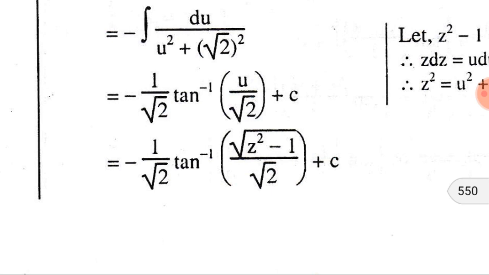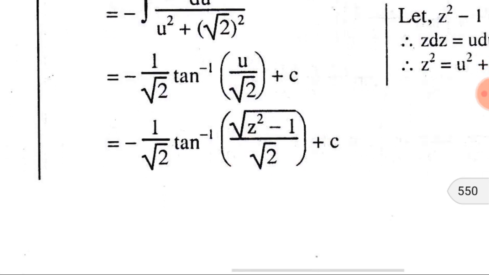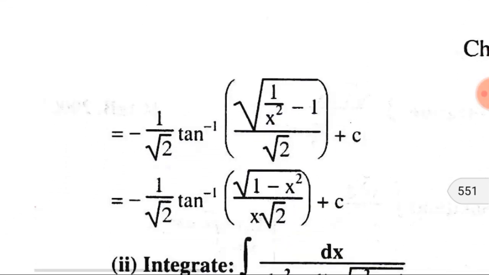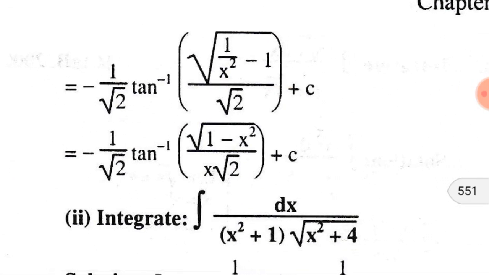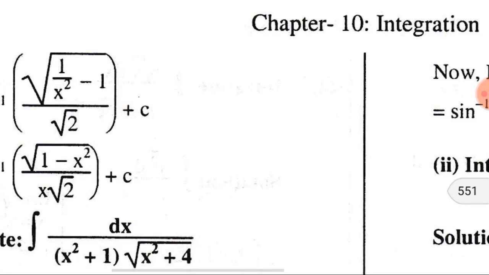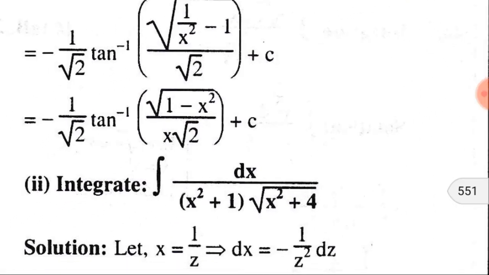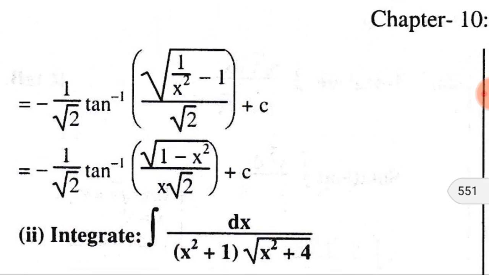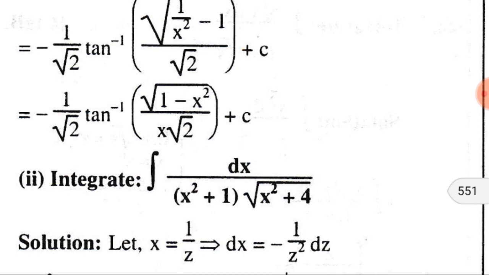And then we can write minus 1 by root 2 tan inverse, where u can be written as square root of z square minus 1, over root 2, plus c. Again, replacing z by 1 by x squared, we get minus 1 by root 2 tan inverse square root of 1 by x squared minus 1 whole divided by root 2, and after calculation we get minus 1 by root 2 tan inverse square root of 1 minus x square whole divided by x root 2 plus c.